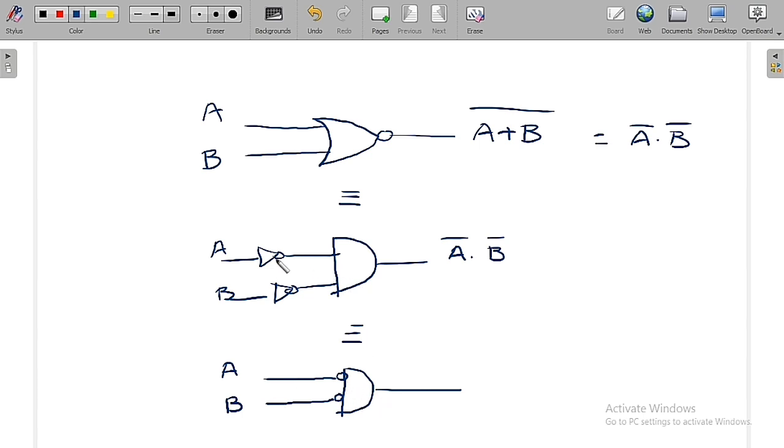So it is equivalent to NOR gates between them. Now this is A, this is B. So A bar, B bar. So A bar into B bar. Both are the same. So finally I can say that NOR gate is equivalent to bubbled AND gate. So this is the concept behind this one.